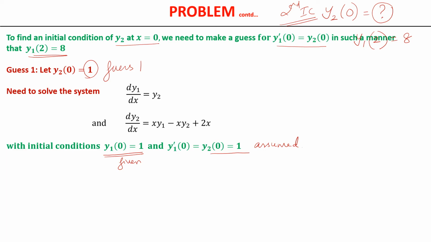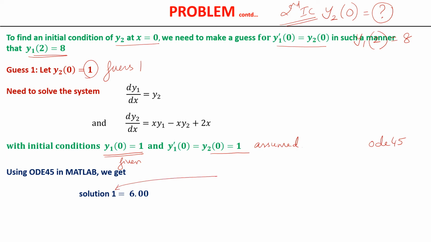And now I am going to use the ODE45 package in MATLAB, and then check what is the solution 1. What do you mean by solution 1? Solution 1 is the value of y1 at the value 2, and that has to be actually 8. But that is not so. What's the value that we are getting? We are getting the value 6 instead of 8.